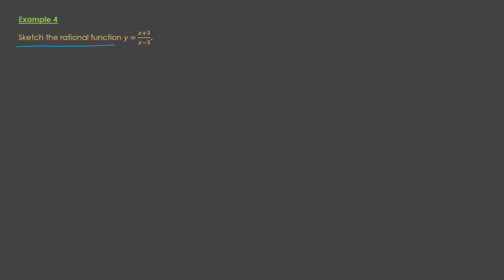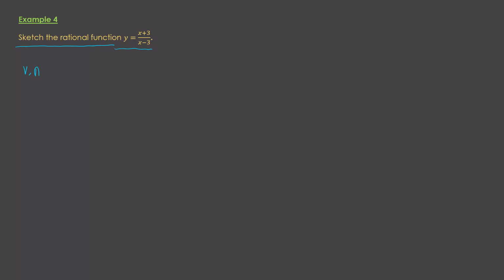Sketch the rational function y equals (x plus 3) over (x minus 3). This is just a transformation of a rectangular hyperbola. However, we can do it with our new methods of analysis. So let's think about the things we need to know.